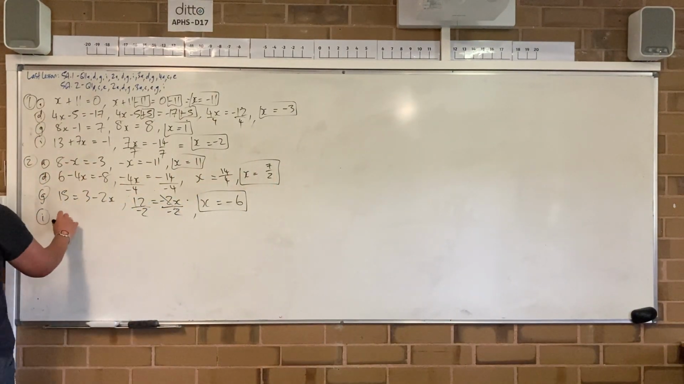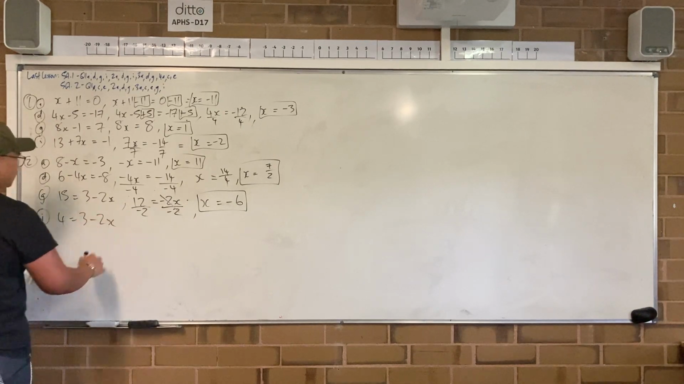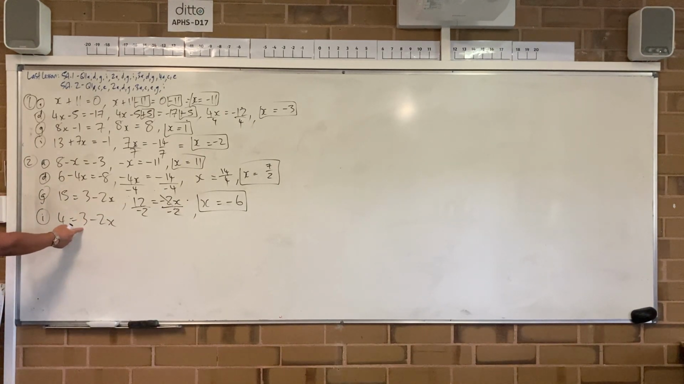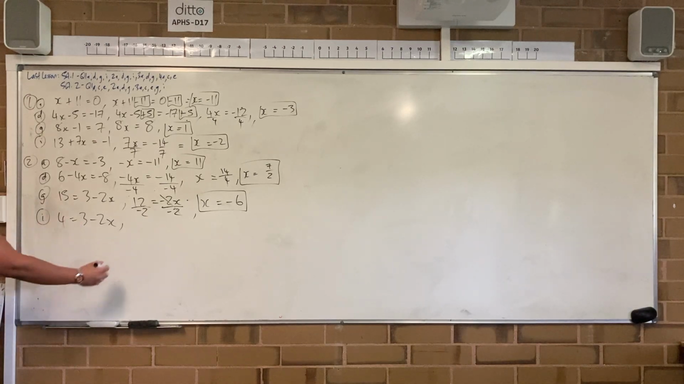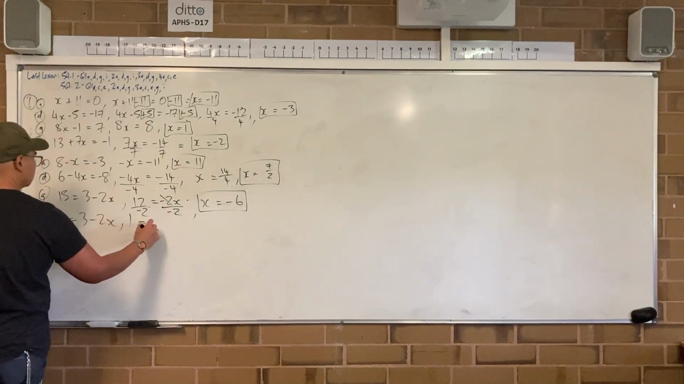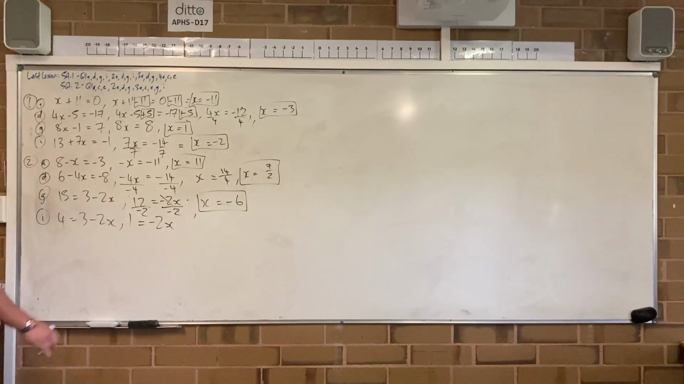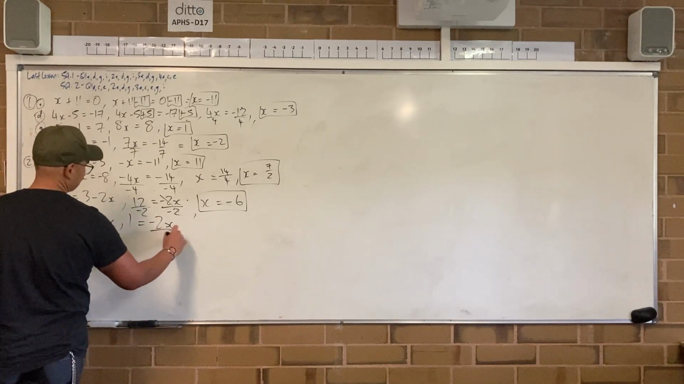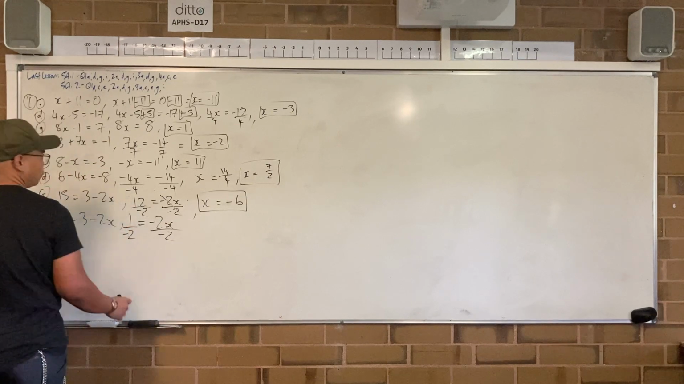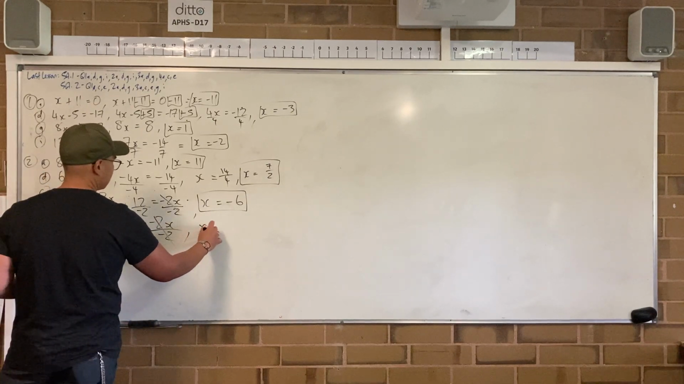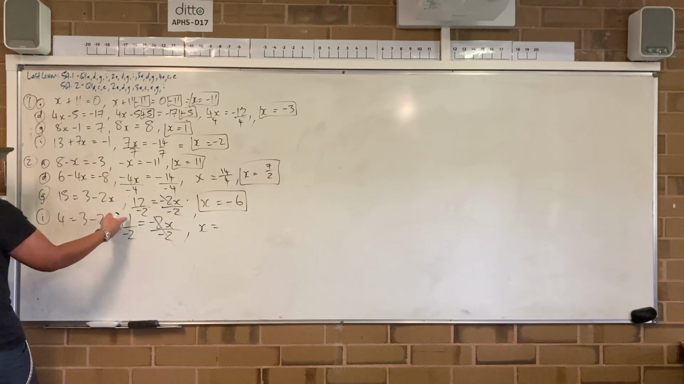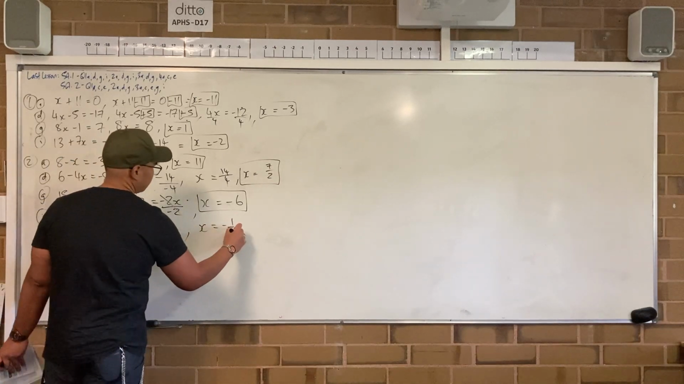4 equals 3 take 2x. What's the opposite of positive 3? Negative 3. So take 3 from both sides. What's 4 take 3 going to be? 1. What's negative 2 doing to x? Multiply. Divide by negative 2. That cancels. X is going to be, what do you get when you've got a positive divided by negative? Negative. Negative 1 on 2.